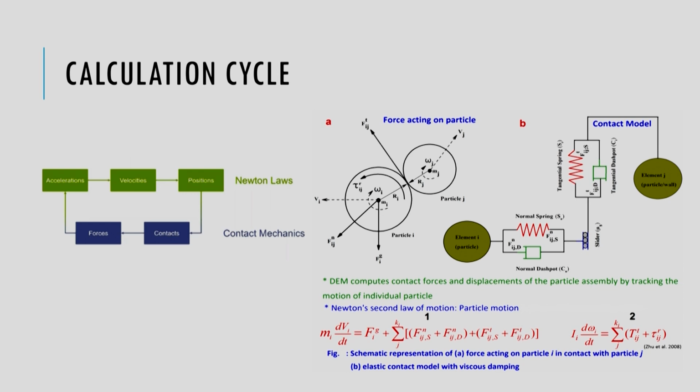So force equals mass times acceleration, the bottom left first equation. This force is broken down into different components of spring and dashpot, in the normal and tangential directions. Likewise, the second equation is the torque, where you can see moment of inertia and omega, the rotational velocity, multiplied. So this whole cycle repeats for a certain number of time steps.